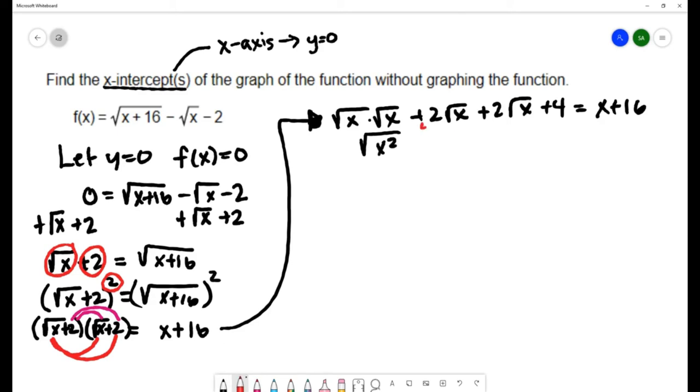Here we have 2 square root of x and 2 square root of x. These are what we call like radicals. And like radicals, we can add together just like we can add like terms together. So this has a coefficient of 2, and this has a coefficient of 2, and we're going to add those together and get a coefficient of 4.